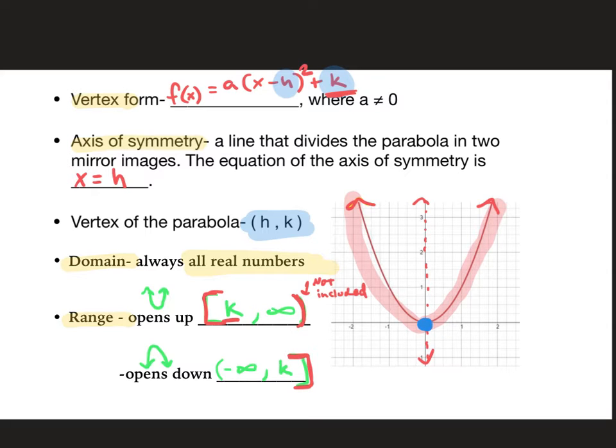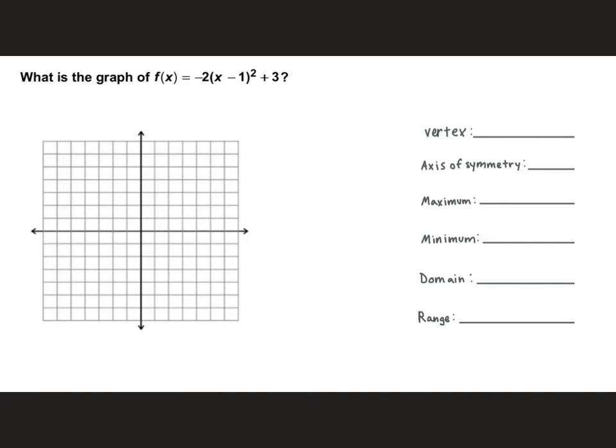So not only are we going to be graphing the parabola, we also are going to have to identify the vertex, the axis of symmetry, the domain, the range, and the max or min. So this slide is super helpful to have in front of you to help us identify everything we need. So let's go right into our graphing. So we can find the vertex, the axis of symmetry, and the domain without graphing anything.